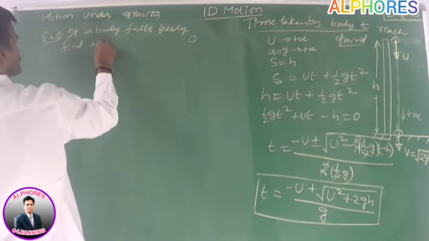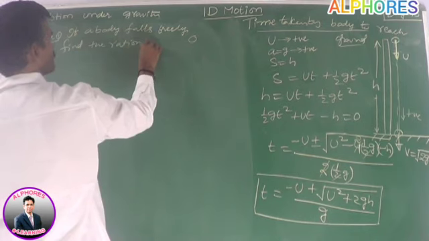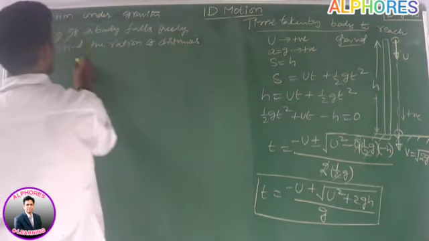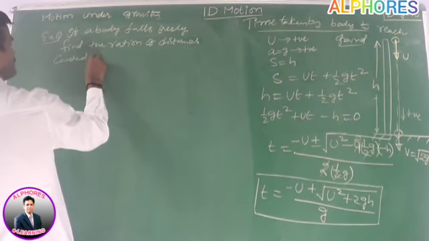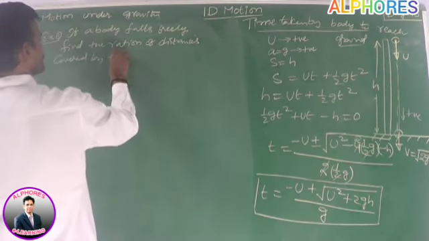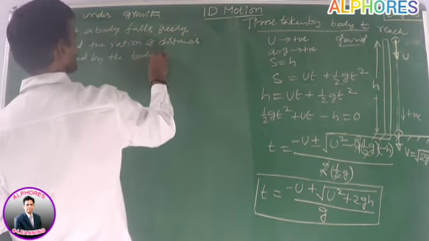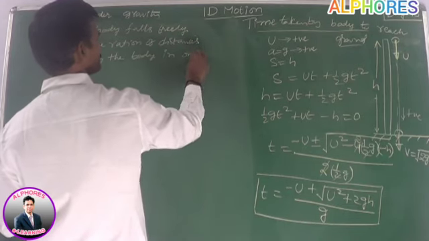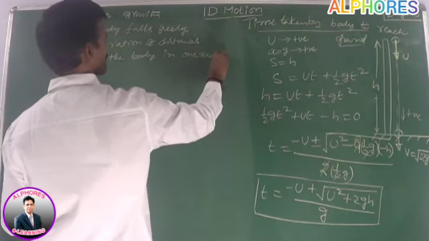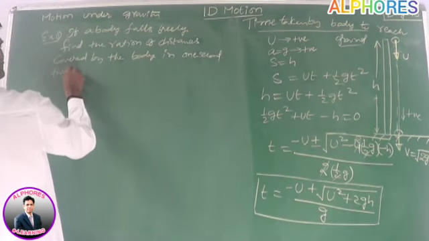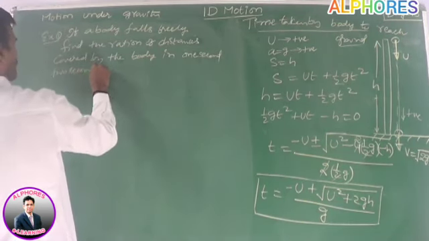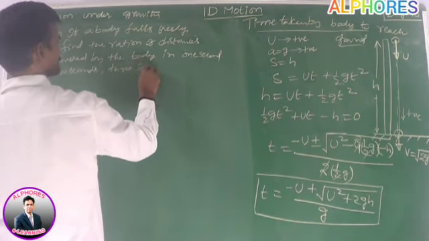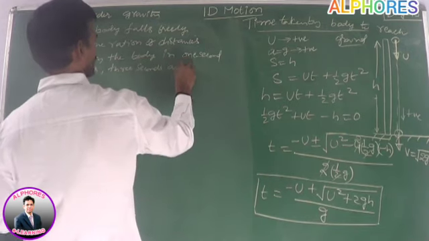find the ratio of distances covered by the body in 1 second, 2 seconds, 3 seconds, and so on.